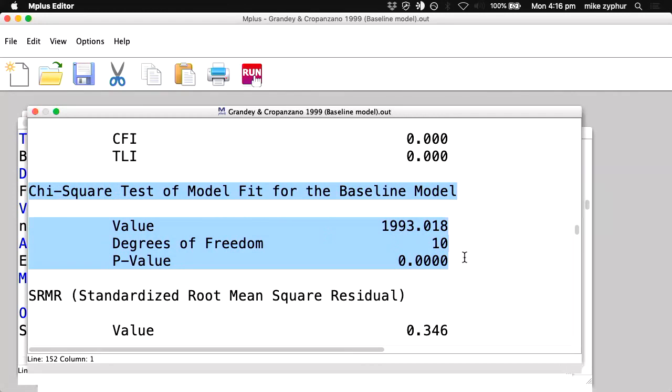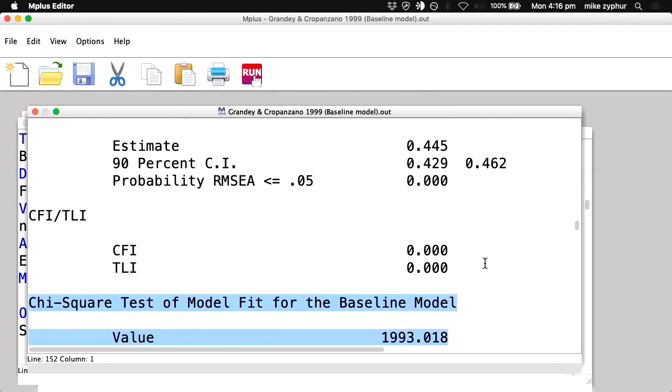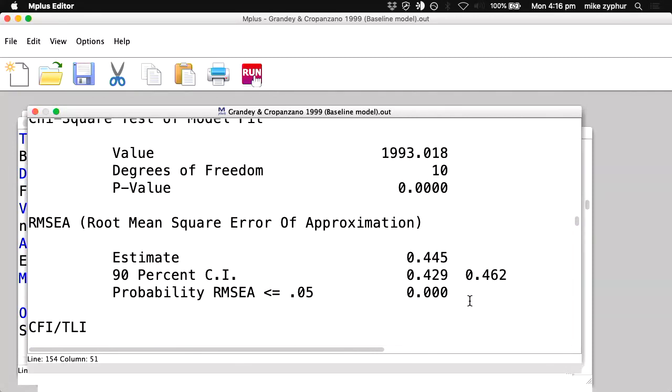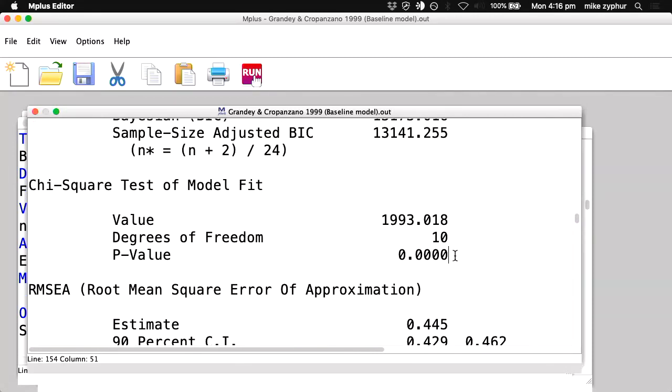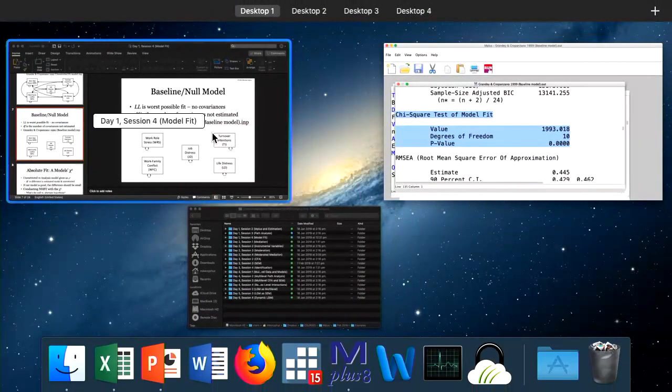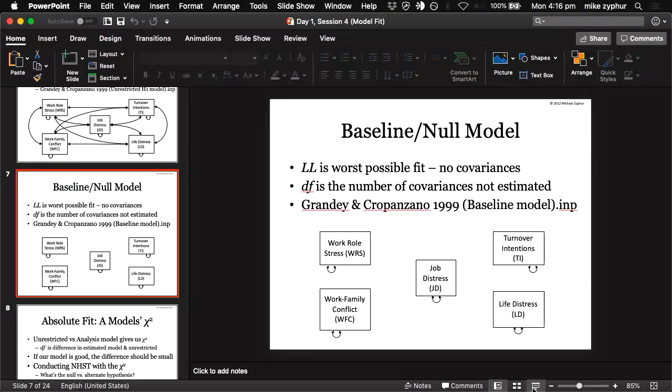That just tells you the fit of the worst possible model. It gives you the chi-square of the worst possible model. Now, what's that value? 1993. Great year for music. It was. What is the fit of our model? Same thing, because we're estimating the worst possible model, the baseline. If you want to diagram it, it looks like this.